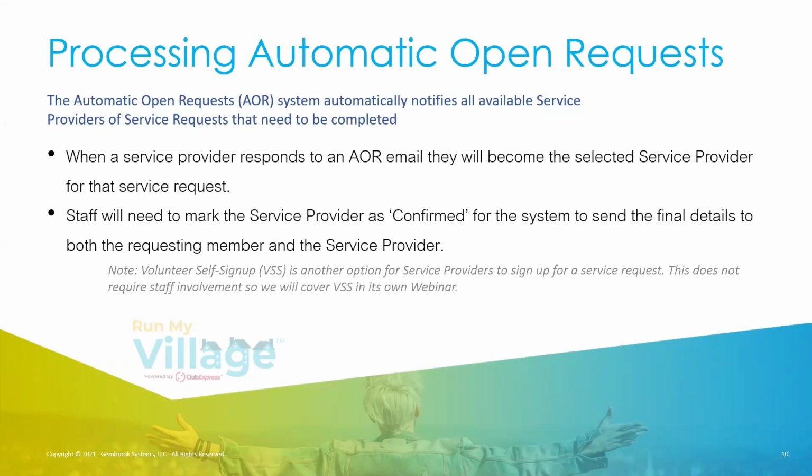It is a system that automatically notifies all available service providers when a service request has been submitted and needs to be completed. So similar to what we saw on that previous screen, when you clicked the Add Service Providers button and it showed you everyone that's available, if your village is using the automatic open requests option, everyone that is available to provide that type of service at that time would automatically get an email if this is set up. And in that email is a link to say, hey, I'm available to complete this. So that would then select them as the person for that service request.